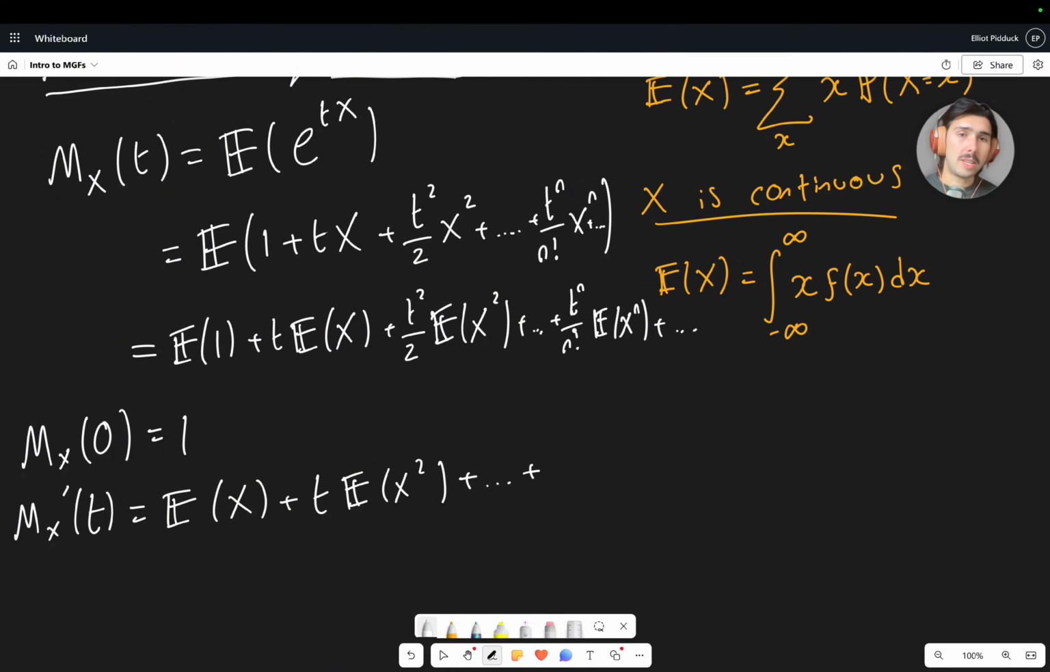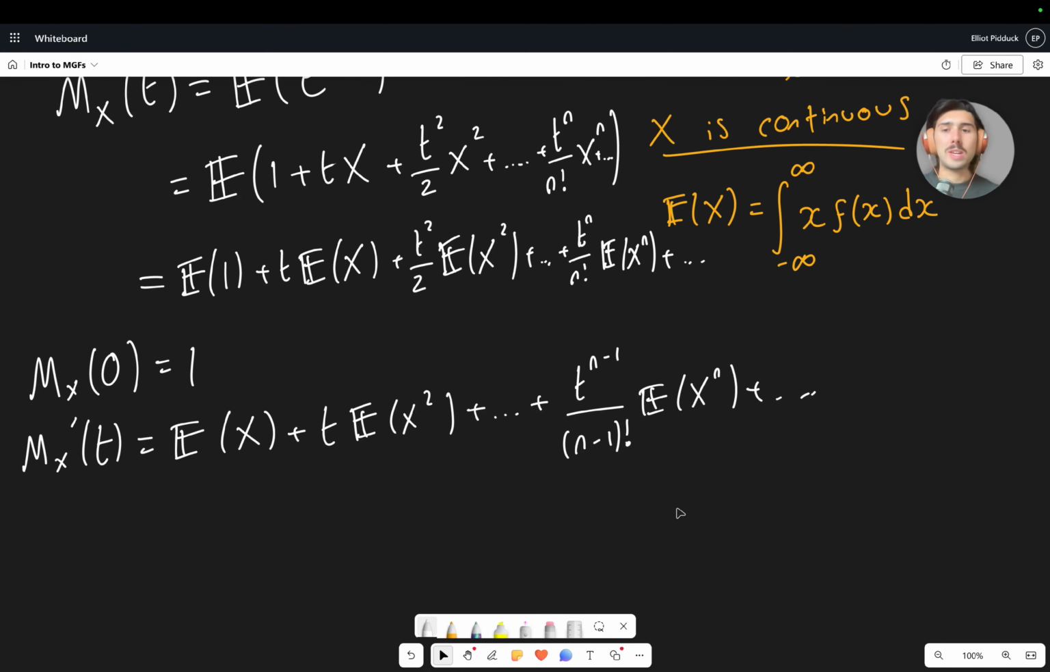And in general, the nth term, this t to the n over n factorial times the expected value of x to the n, is going to become t to the power of n minus 1. The n is going to come down and cancel out. We're going to be dividing by n minus 1 factorial, and we're still going to have the expected value of x to the n there, and so on and so forth. Now, what you can see is if we evaluate this derivative at 0, so the derivative of the moment generating function evaluated at 0, out pops the expected value of x, which is really, really nice.